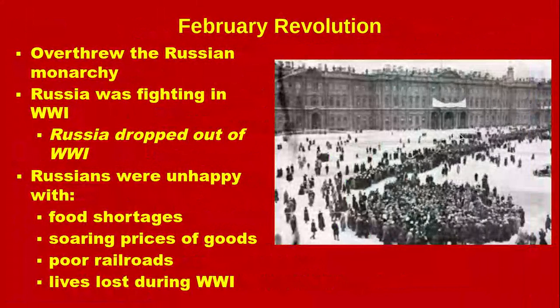People in Russia were not happy. So these are all the protesters outside of where the king and his family live, Tsar Nicholas II and his family. And why are they protesting? They're hungry. They're in this square and they're just chanting, bread, bread, give us bread.